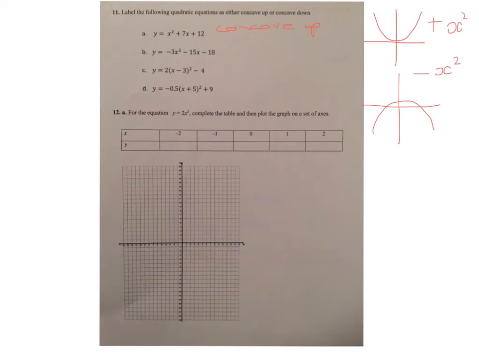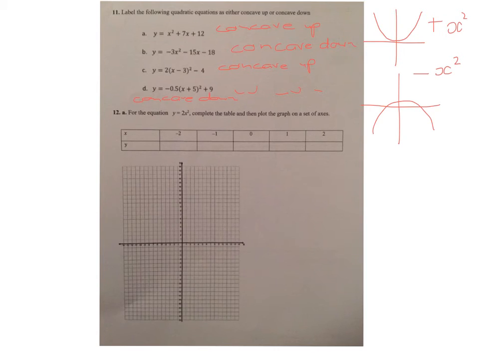The second one has a negative coefficient, so it's concave down. The third one has a positive coefficient, so it's concave up. And the last one has a negative coefficient, so it's concave down.